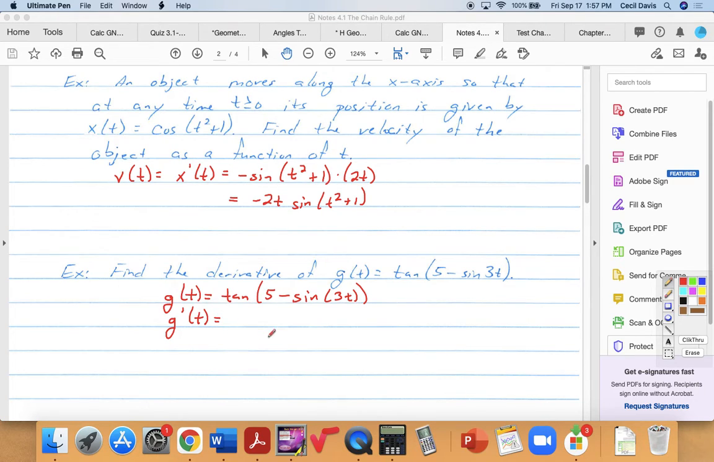the derivative of tangent of something is? Secant squared. Yeah, secant squared of that something. So secant squared of 5 minus sine of 3t times the derivative of 5 minus sine of 3t. So I have to use the chain rule again. So the derivative will be negative cosine of 3t times the derivative of 3t, which is 3.